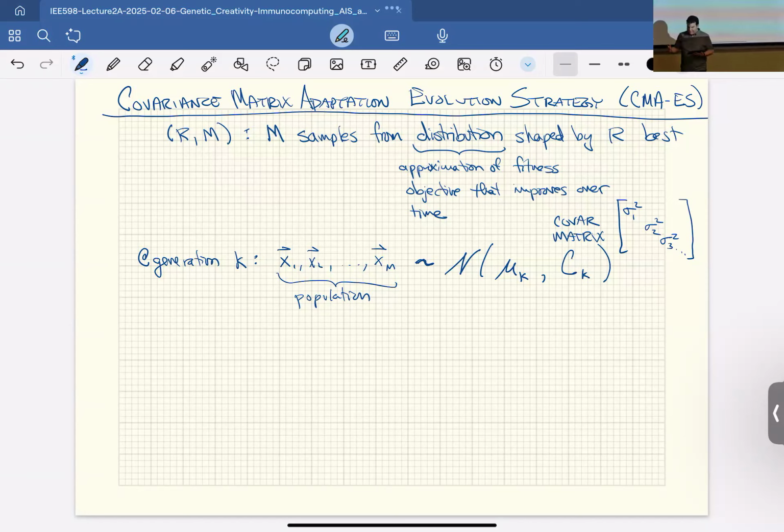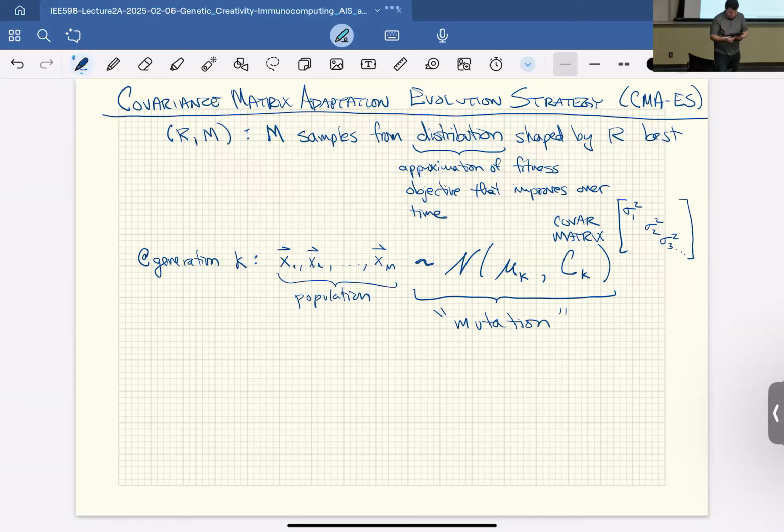So the act of drawing new individuals from this normal distribution is effectively an act of mutation. So that's how we generate new variation.